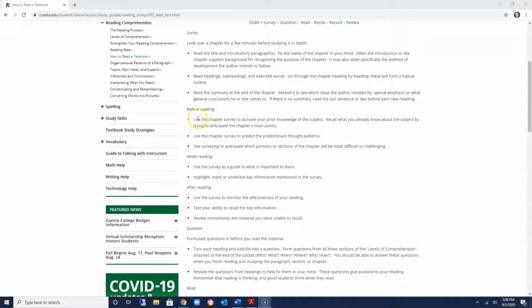Before you start reading, if a chapter survey or overview is provided, even if it's something as simple as a chapter table of contents, scan through that just to see if you can see any themes or relatable items.